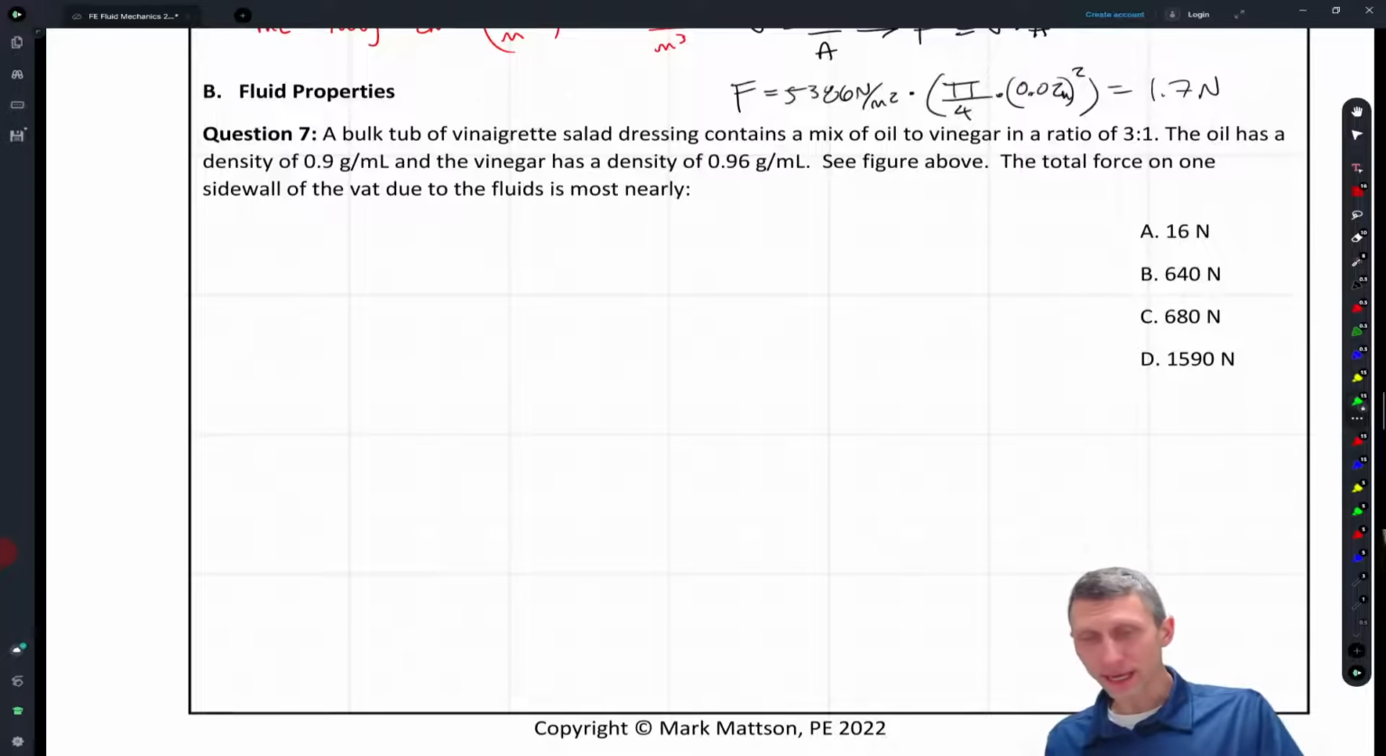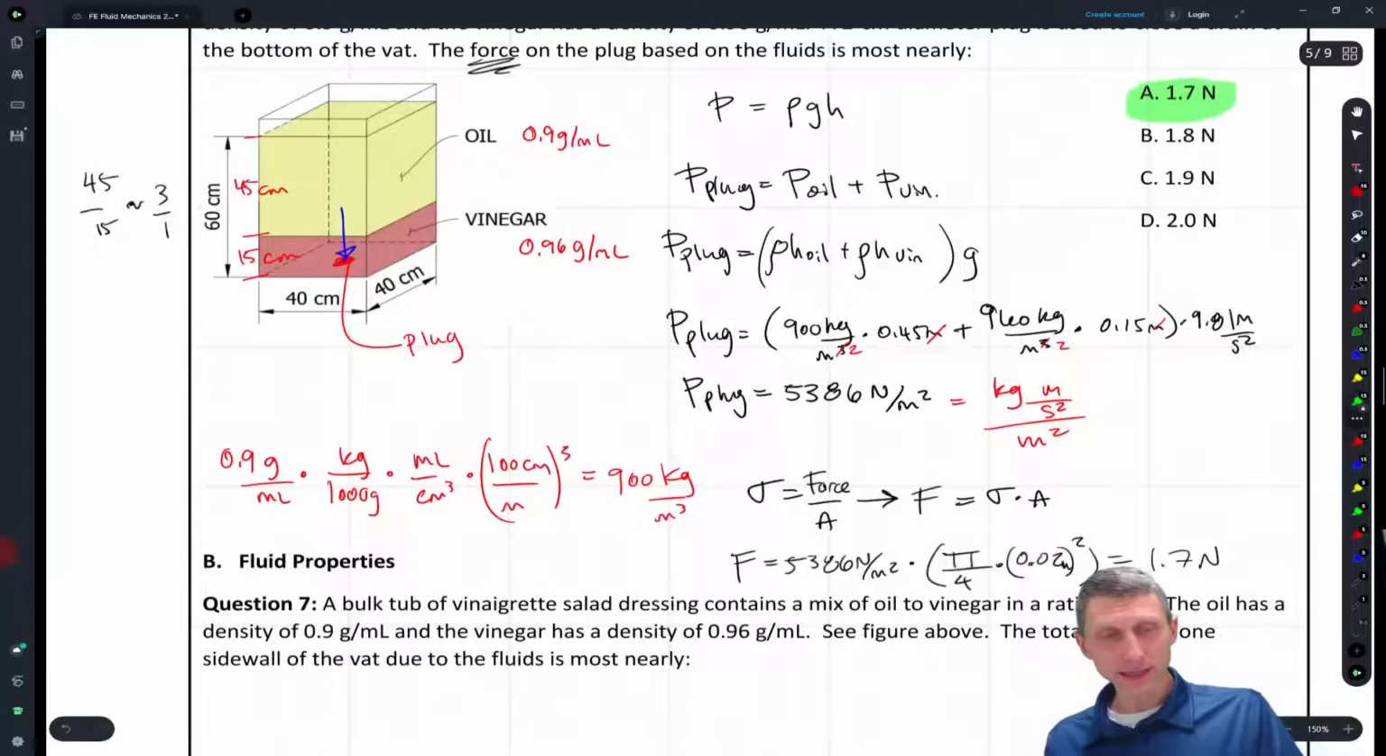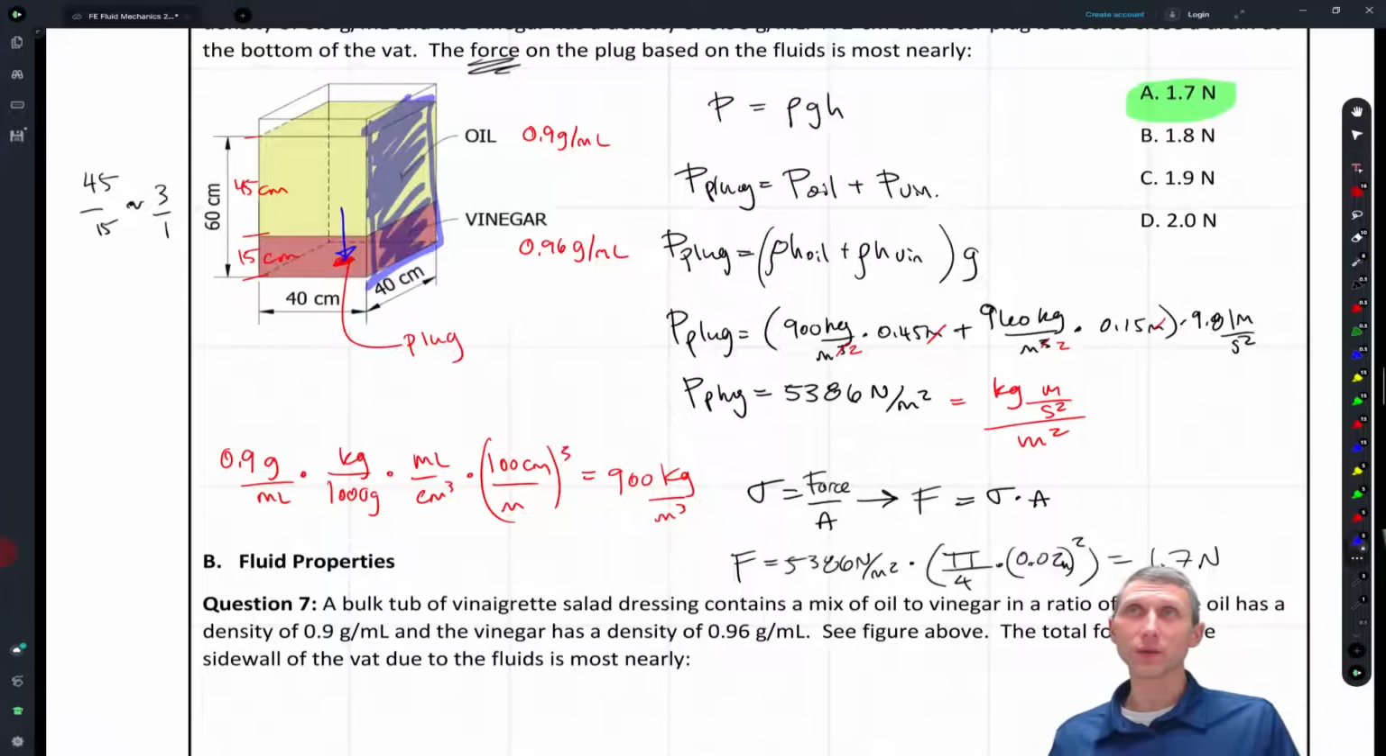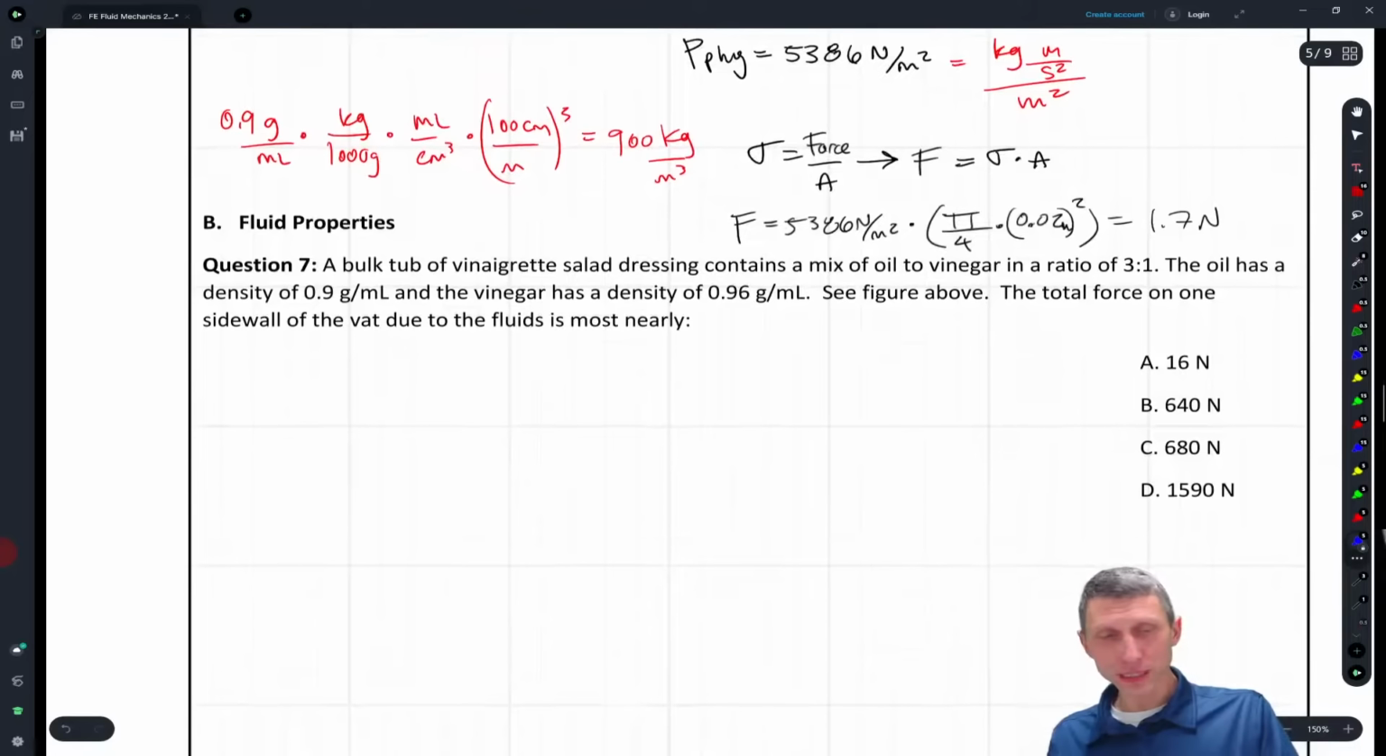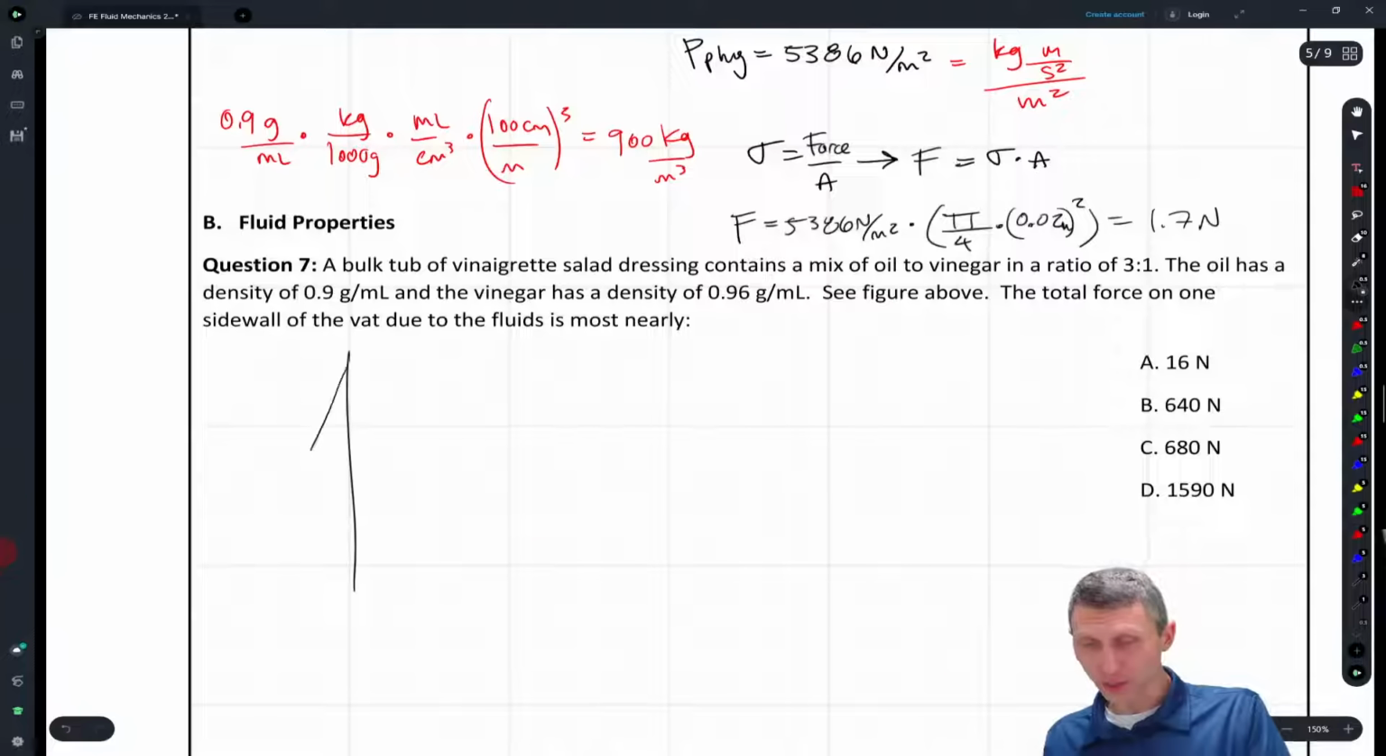Okay, so if I take this sidewall, for example, and you'll notice that they're both 40 centimeter sidewalls, and I say, what's the total force on that one sidewall? This is where we start to get to those pressures. So what I get here is something that looks like this.